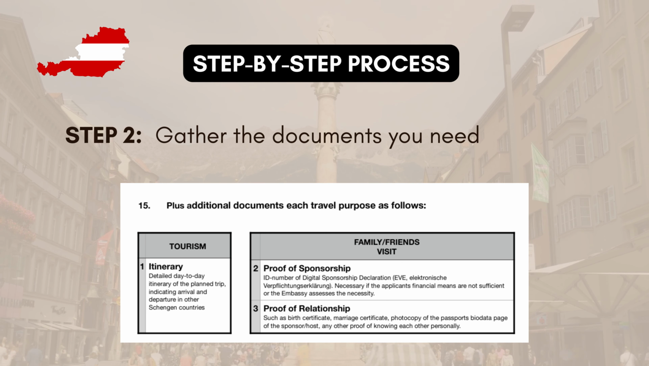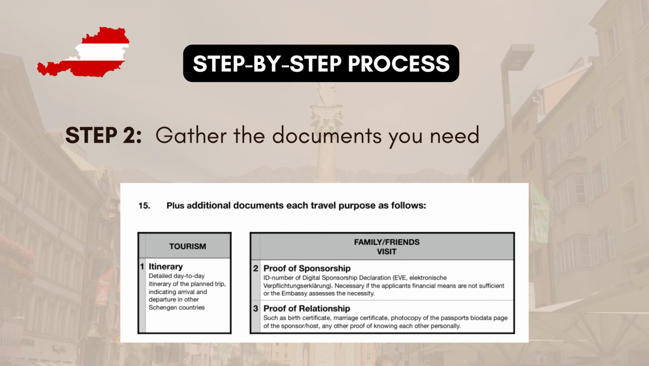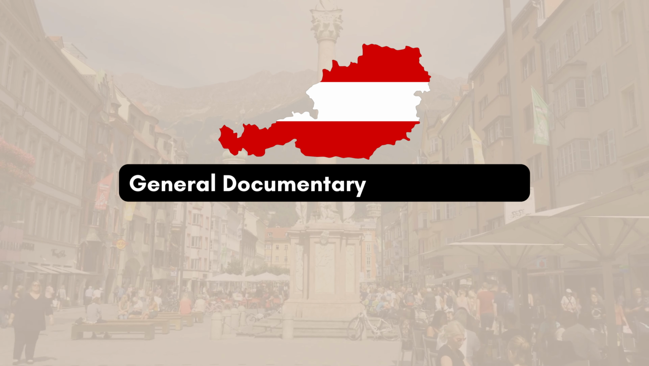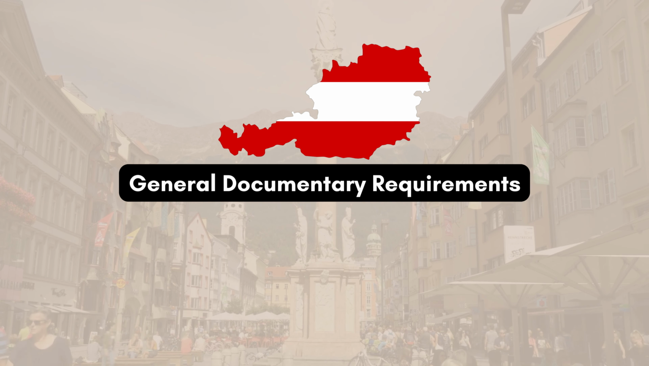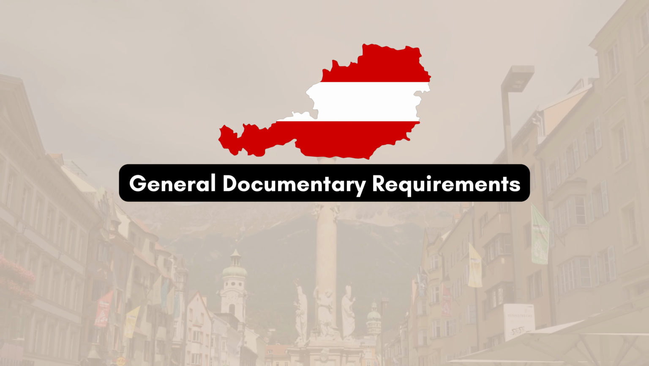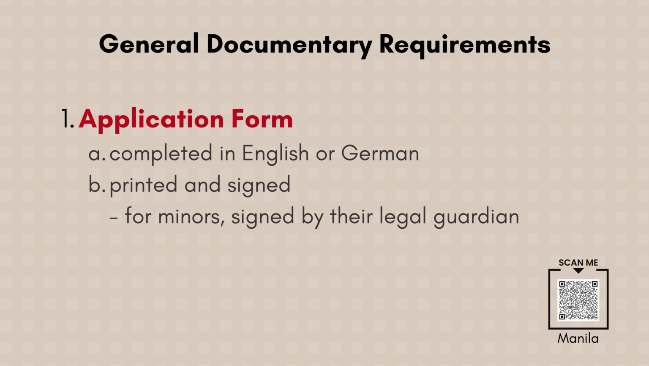So these are the additional documents, whether it's for tourism or for private visits. Next, let's go over the general documentary requirements for a Schengen visa application to Austria.